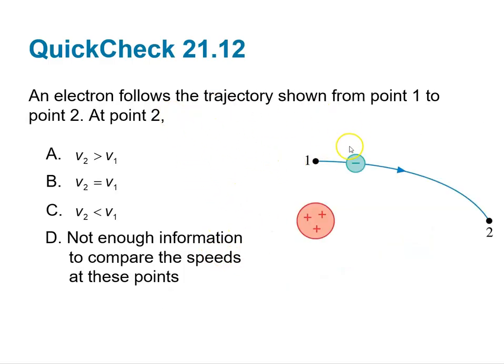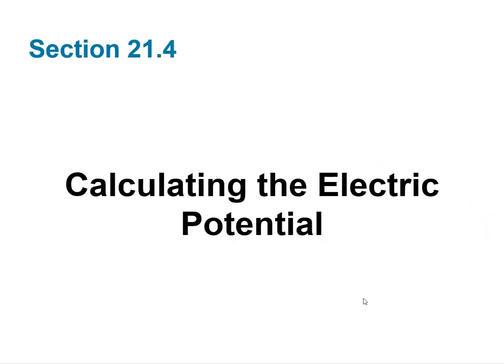An electron follows the trajectory as shown from point 1 to point 2. So if it's going from here to here, it's going farther away from the positive charges. And so to do that, you're going to have to give it potential energy because it doesn't want to go here. It's going to take energy to get it to move from point 1 to point 2. So if you have to put potential energy in, that's going to reduce the amount of kinetic energy and reduce the velocity. So V2 will be less than V1. So the answer will be C.